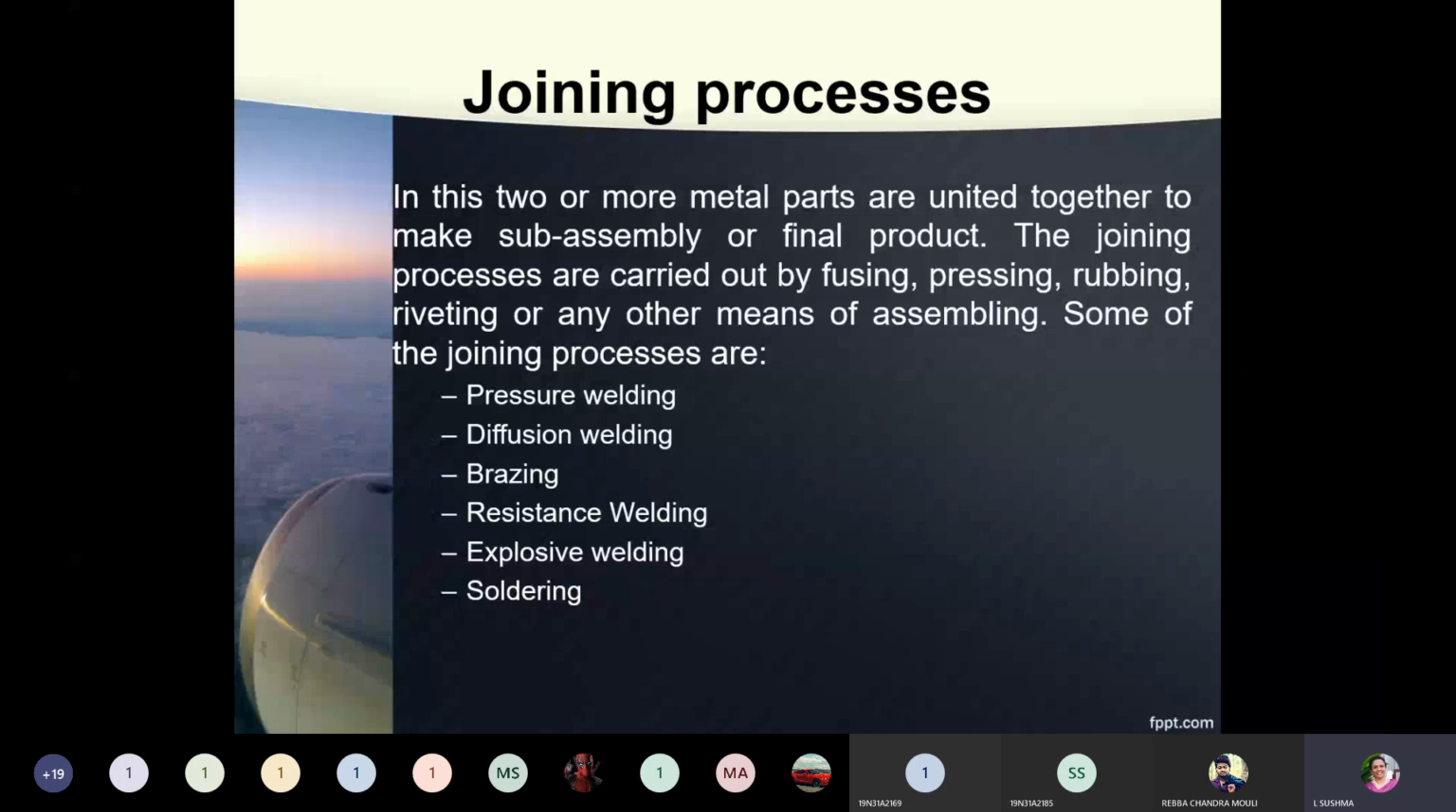So there are different types of welding processes. We are going to study all these in the respective units. Okay. So the next one is surface finish process.